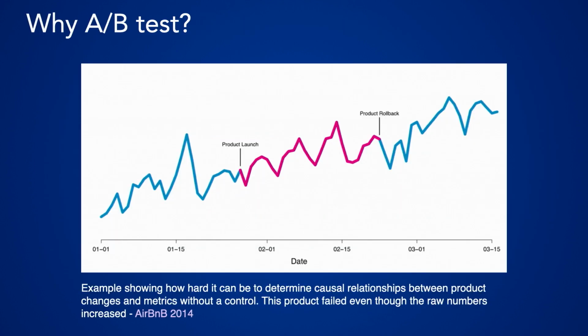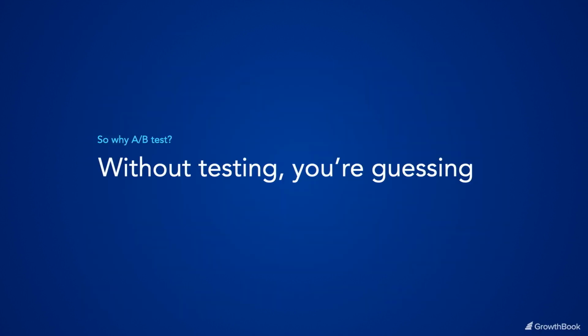And you really can't get the same degree of information just by squinting at the data, right? If you just look before and after testing, this is an example from Airbnb where they rolled out a feature, tracked the metrics over time, and then ended up rolling it back because it lost the experiment. But if you just looked at the aggregate performance metrics, you just can't see the effect of that change because there's so much variance and so much other stuff happening day to day. So the takeaway here is that without testing, you're guessing.